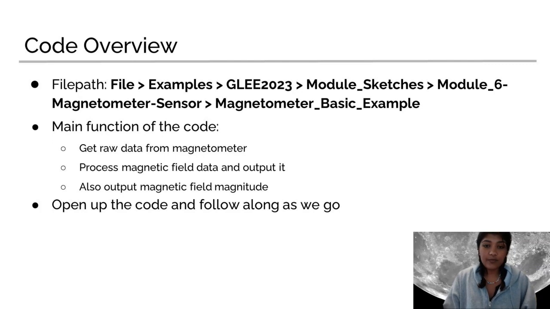The code overview. The file path of the file we will be using today is File Examples, GLE 2023, Module 6 Sketches, Module 6 Magnetometer Sensor, and then Magnetometer Basic Example. The main function of the code is to get raw data from the magnetometer, process magnetic field data and output it, and also output magnetic field magnitude. Open the code and follow along as we go.